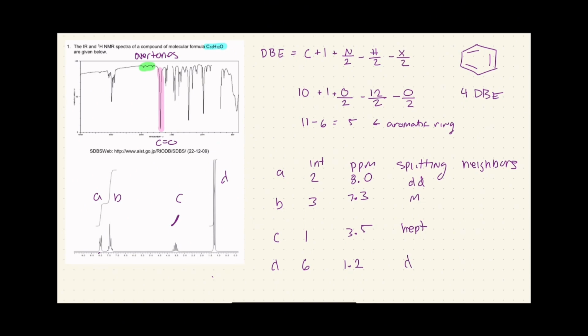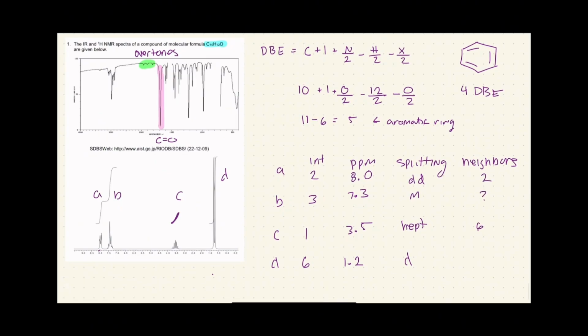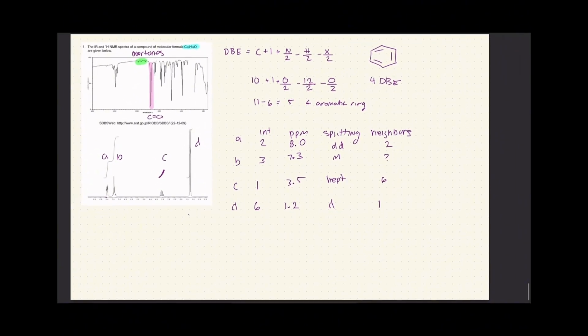So neighbors in the aromatic region looks kind of funky. DD suggests that I have 2 neighbors. Multiplet, I could have any. Heptet, I'm going to have 6. And with a doublet, I'm going to have 1. So now we can start putting these things together.